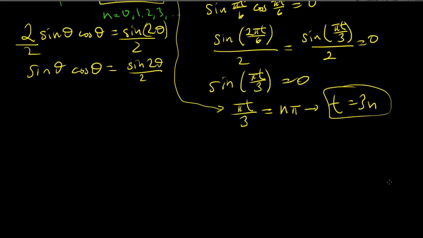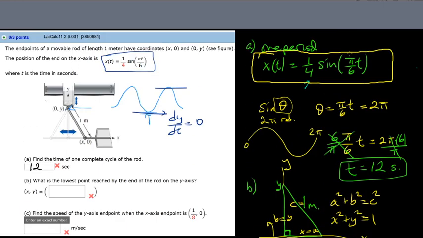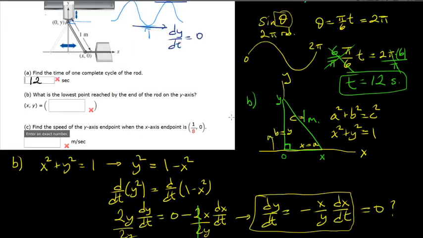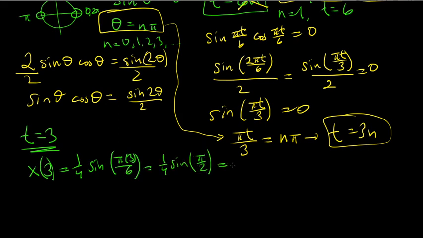So now if n is 1, we're at t is equal to 3. So I think that should be the low point. When t is 3, x is going to be 1/4. Yep. So x of 3 is 1/4 times the sine of pi times 3 over 6, which is 1/4 times the sine of pi over 2. Sine of pi over 2 is 1, so this is 1/4. But the real question is, what is y of 3?